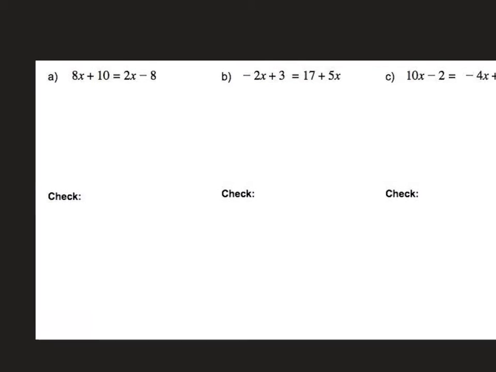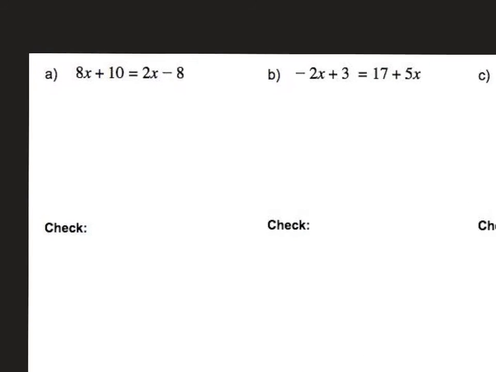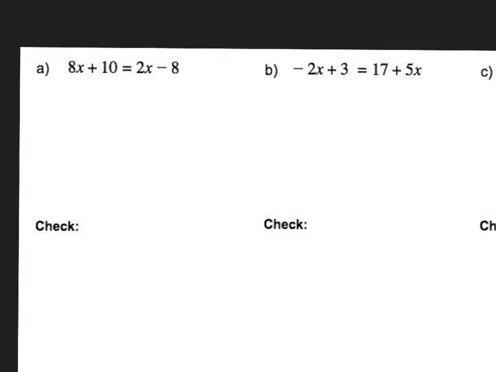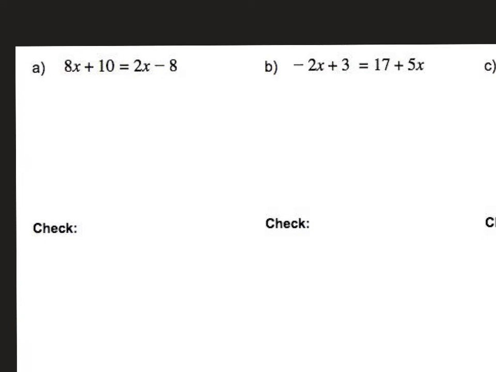So this very first one here, letter A, we have 8x plus 10 equals 2x minus 8. The first step here was getting rid of the parentheses, which I don't see any. And then we're going to combine like terms, which again, I don't see any on each side. So now what we want to do is get our variables together on one side of the equation. So I have 8x's and 2x's. I typically like to move the smaller variable, which makes us deal with positive numbers rather than negative numbers.